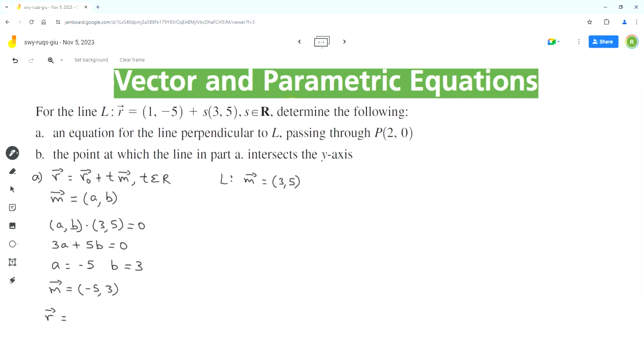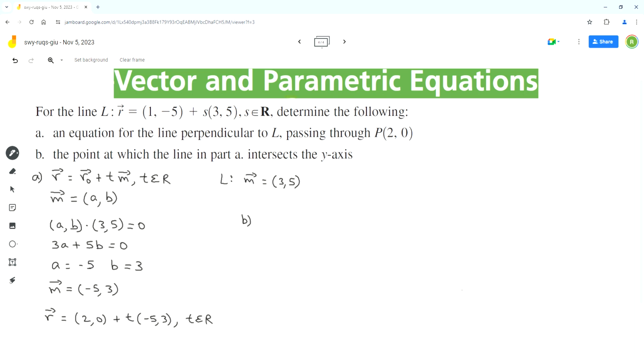Now we can write the equation of the line in vector form. As per part A, the line passes through point P, so we can use this point for the position vector r naught. So this should be the final answer for part A. Now we can do part B.